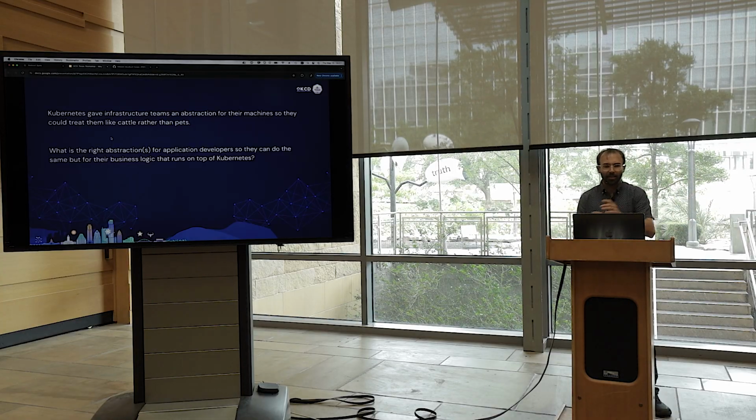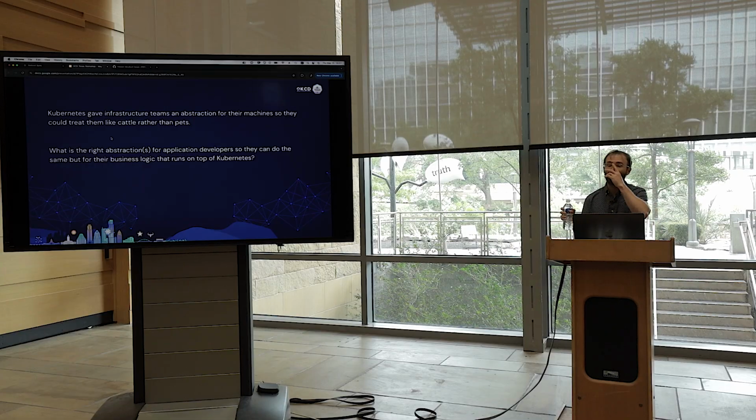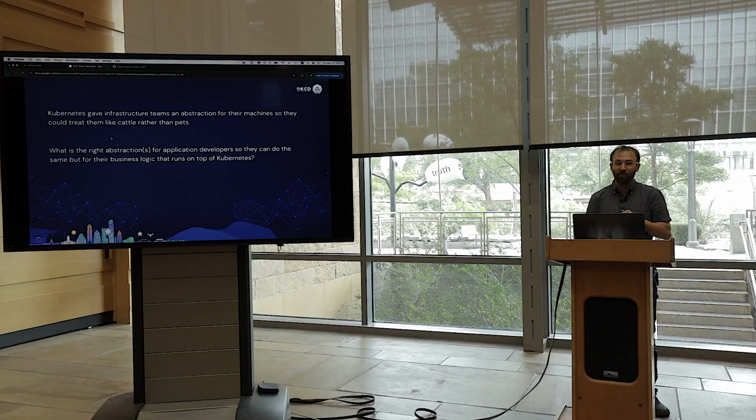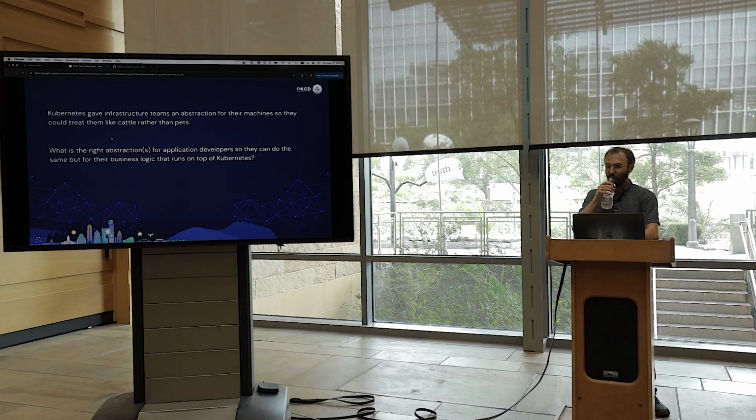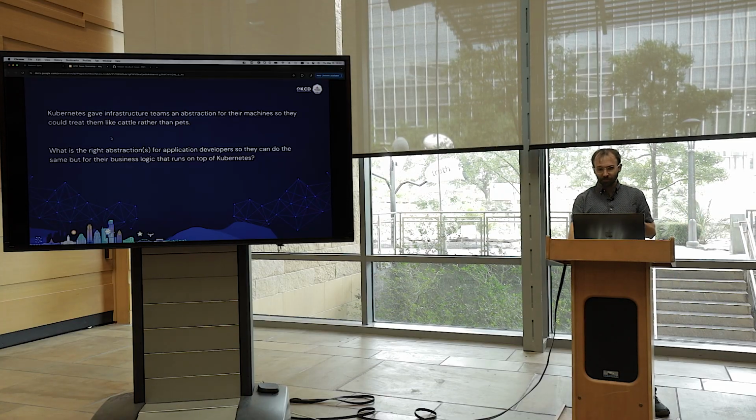So this is the big theme that I've spent a bunch of time thinking about. Kubernetes and container orchestration in general gave infrastructure teams an abstraction for their machines so they could treat them like cattle rather than pets. I'm sure you guys have heard that term. And the question that I've been asking myself a lot is, what's the right abstraction for application developers so they can do the same thing but for their business logic that runs on top of the container orchestrators? That's really the motivator behind the work that we're doing with Reboot.